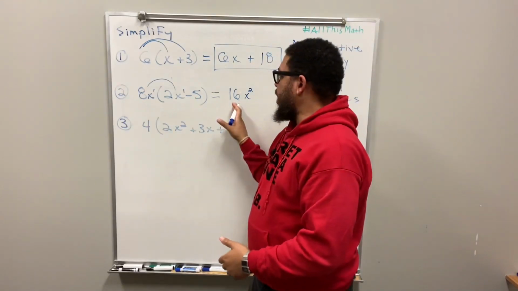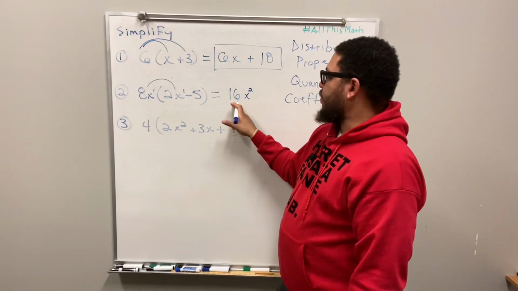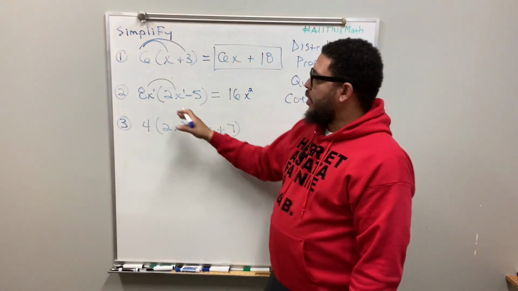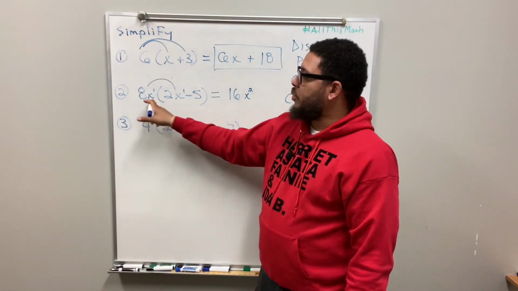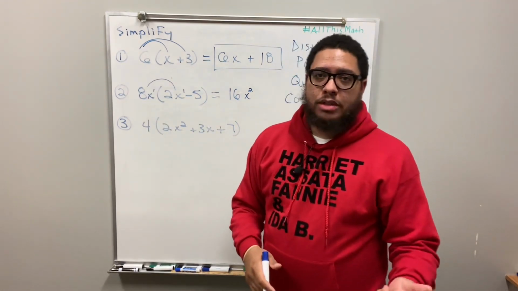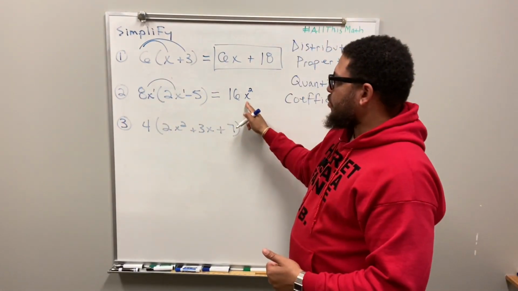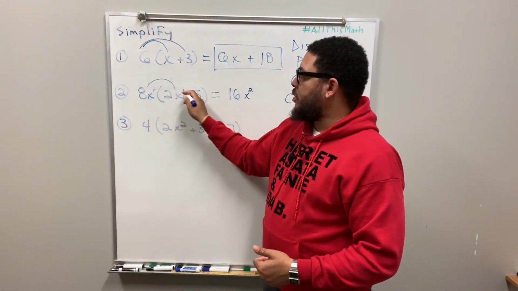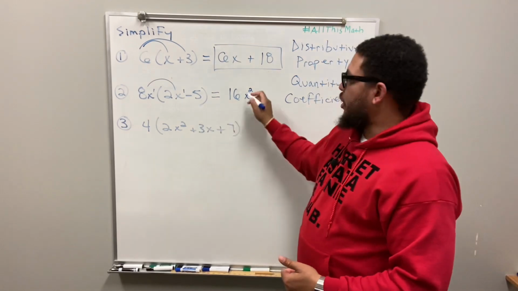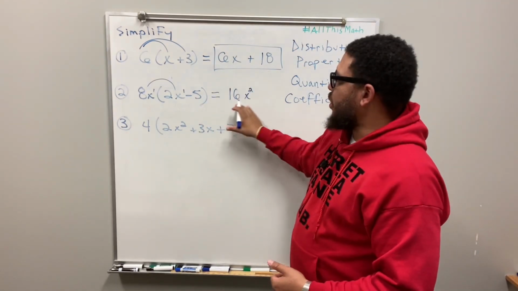The 16 came from 8 times 2, because 8 times 2 is 16. Where did the x squared come from? It came from x times x, because when you multiply x times x, which is really x to the first power times x to the first power, you write the x one time, and then you add their exponents, giving you 2, and you write that exponent one time. All right? So that's where the 16x squared came from.